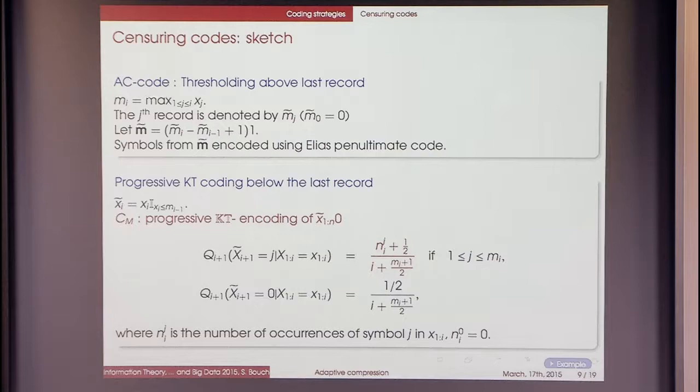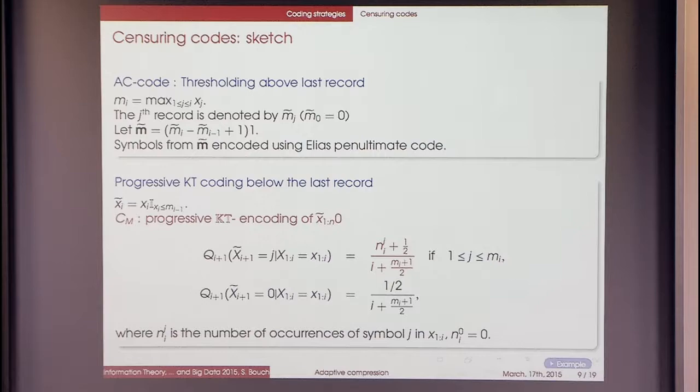For the light tail envelopes, the strategy is really easy. You look at the largest symbol seen so far, the last record. And if the next symbol is larger than this, then you will censor it. You will threshold it, so escape it by a zero and code it using a general purpose coder. And for the good symbols, you use a known strategy of encoding.